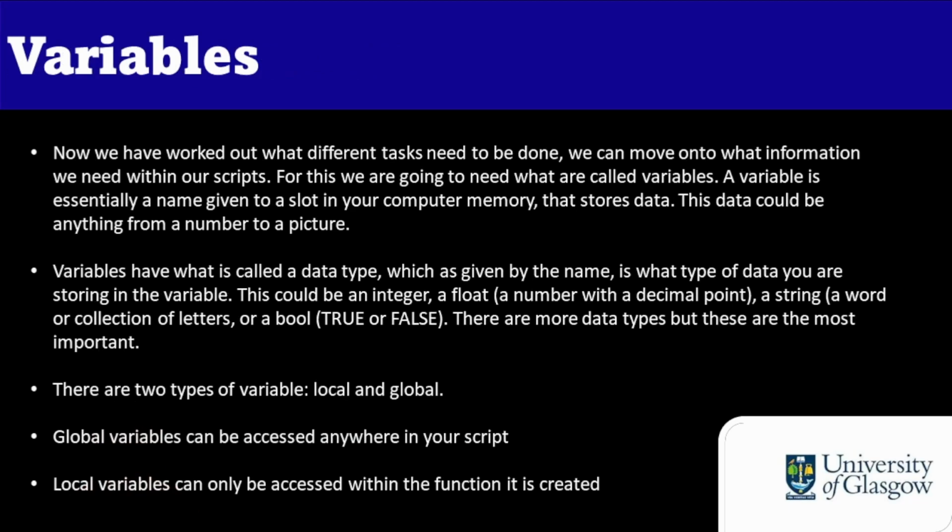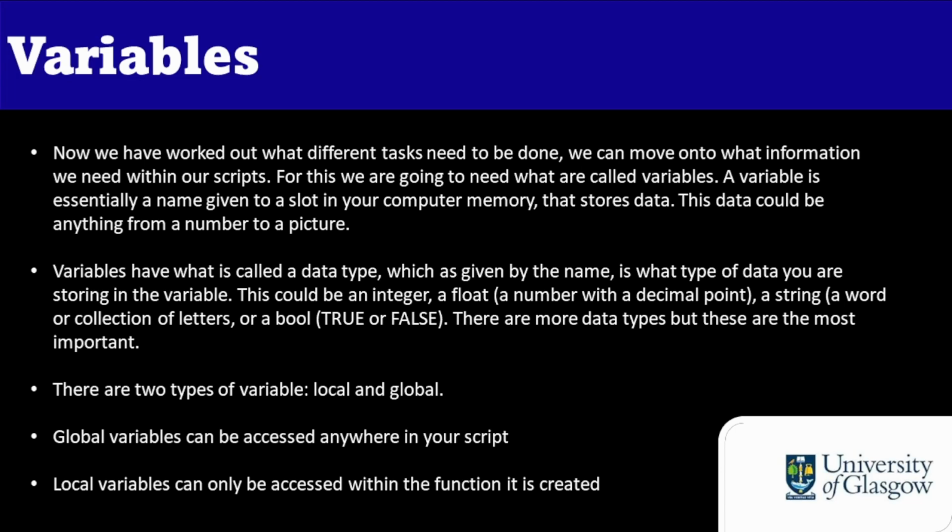So now we've got lots of problems. We need to think about what kind of information we need in each of our functions and scripts. Well, for this, we're going to need variables. A variable is essentially a name given to a slot in your computer memory. So imagine it like an address of a house, really. And it stores data. So this data can be anything from a number to a picture.